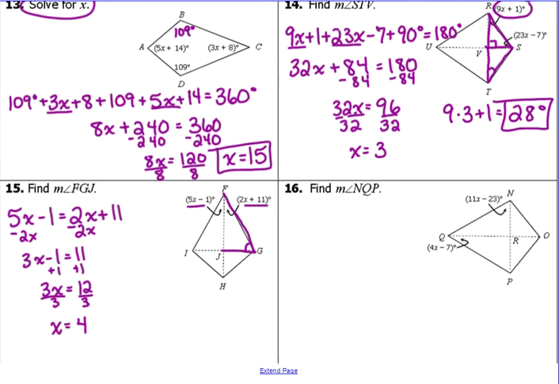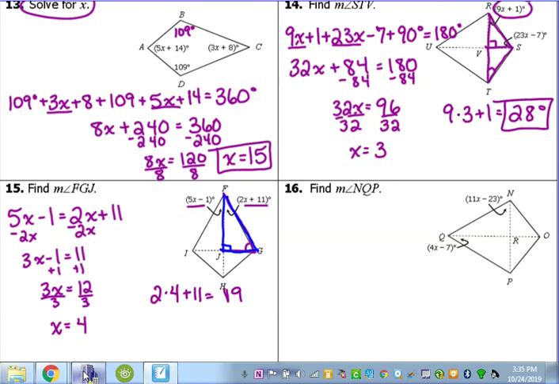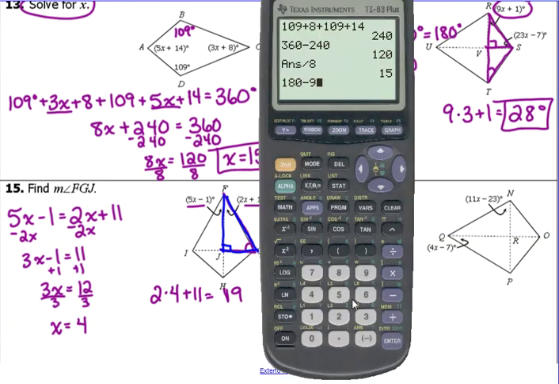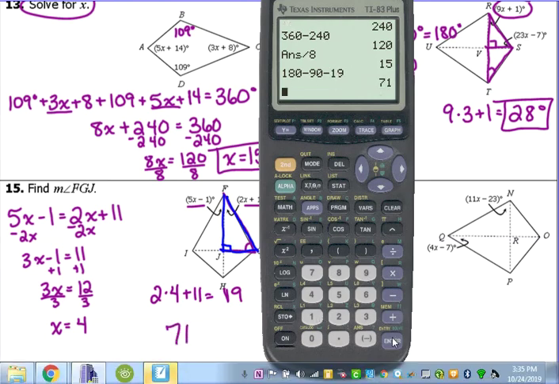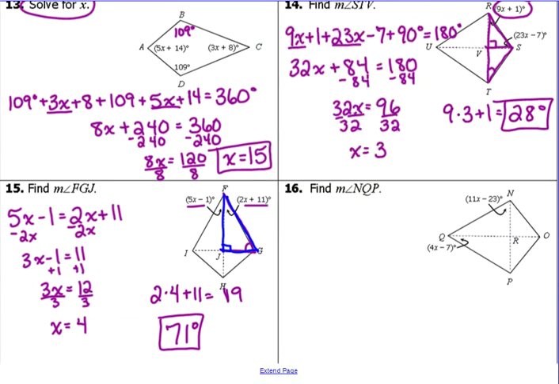Now, that angle is not equal to either of the angles that we have, but it is a part of a triangle with the angle 2x plus 11. So let's plug in our 4. 2 times 4 plus 11. 8 plus 11, that's 19. So the angle up there at the top is 19. So when we take 180, subtract the right angle of 90, subtract the 19 degree angle, that leaves us with 71 degrees for the angle we're actually looking for.